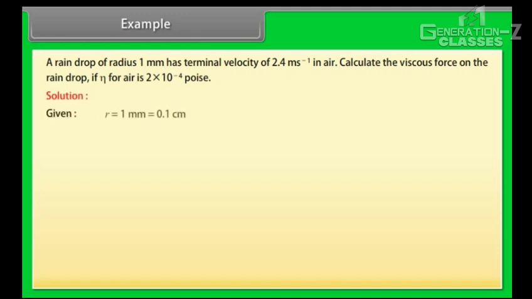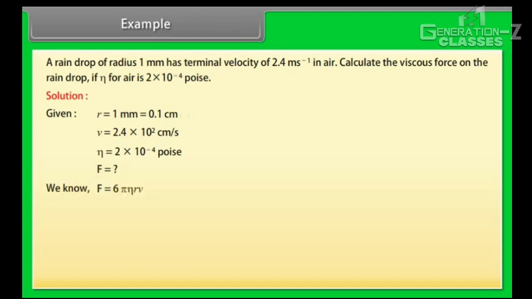Given values are r is equal to 1 millimeter, which can be written as 0.1 centimeter. V is equal to 2.4 into 10 square centimeter per second. Eta is equal to 2 into 10 raised to the power minus 4 poise. We know that F is equal to 6 pi eta r v.